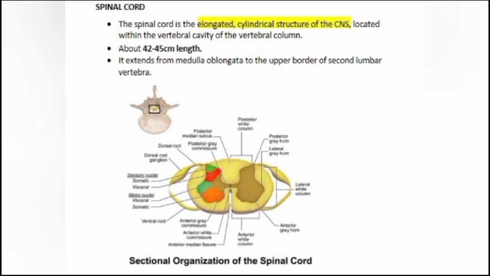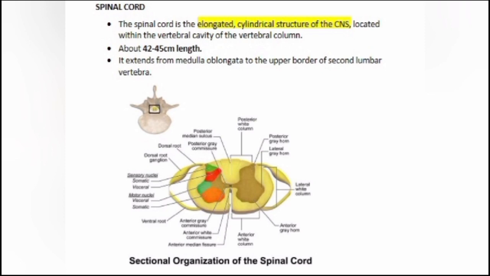So next is the spinal cord. We all know where the spinal cord is present, right? It is at the back side of the body within the vertebral canal of the vertebral column. We all know the shape of the spinal cord too. It's just an elongated cylindrical structure of the CNS, and this picture shows the inner portion of the spinal cord.